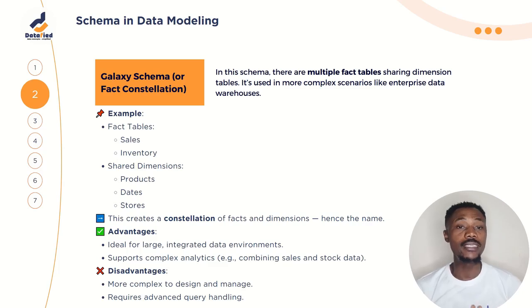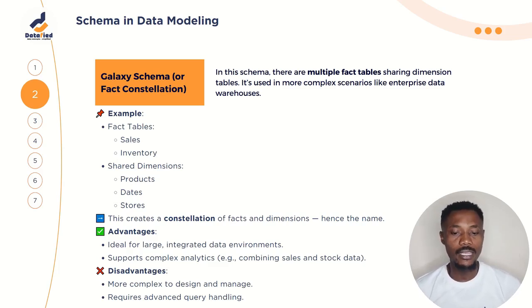In this schema, there are multiple fact tables sharing dimension tables. You don't have just one fact table, you have multiple. It is used in more complex scenarios like enterprise data warehouses. For example, when you have fact tables like sales and inventory, and then you share dimensions such as the products table, dates table, stores table, and so on. This creates a constellation of facts and dimensions, hence the name.